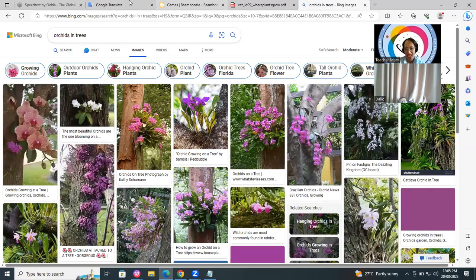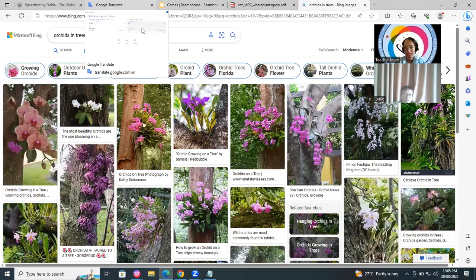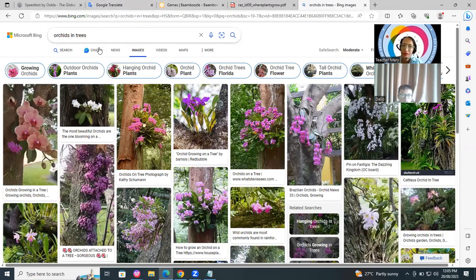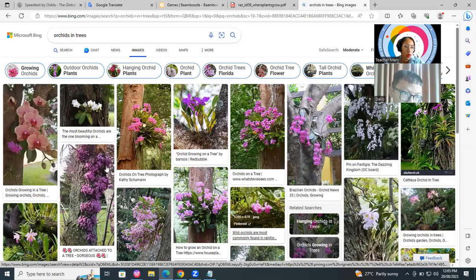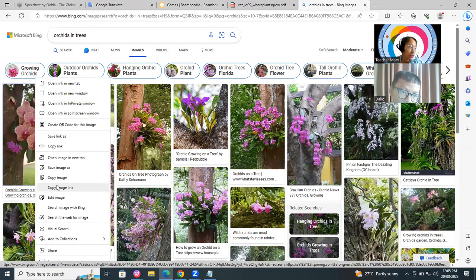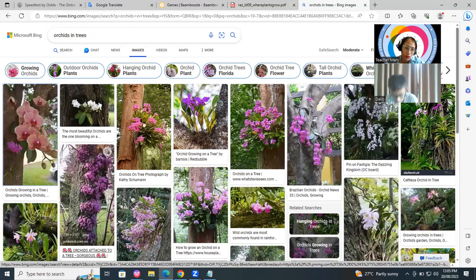Like that. Okay. What is this again? Okay, what is this? It's a flower. Okay, it's called orchids. Orchid. Okay, choose a picture, please. Picture number one. Okay, that is an orchid growing in a tree. Now let's put that in your mind map.